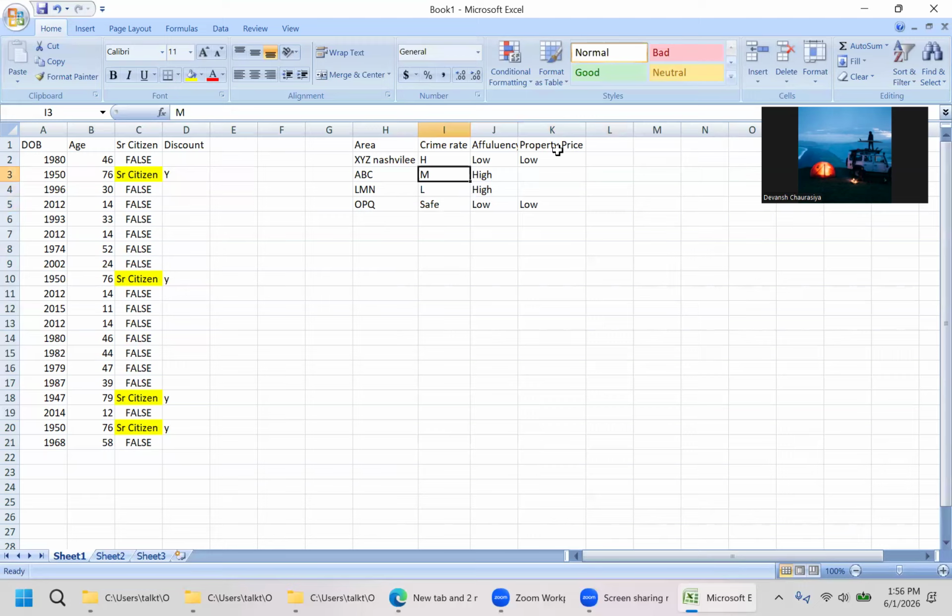But here, if you see, the crime rate is medium, it's moderate, and very rich people live here. Affluence is high, so I can still charge a higher price. And same here: crime rate is low, affluence is high, so I can charge a very high price. It depends mathematically and strategically on how you're doing it, and this is how I extract the value from this data. So basically, in essence, this is feature extraction.